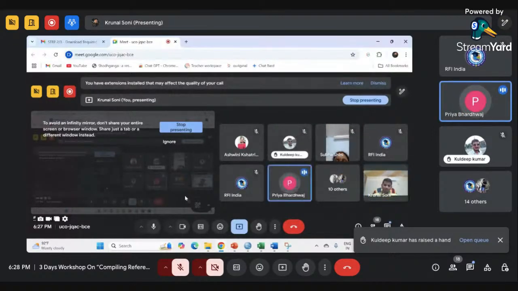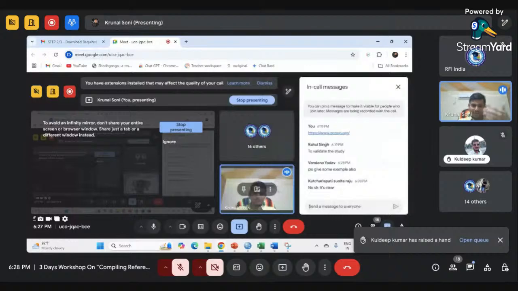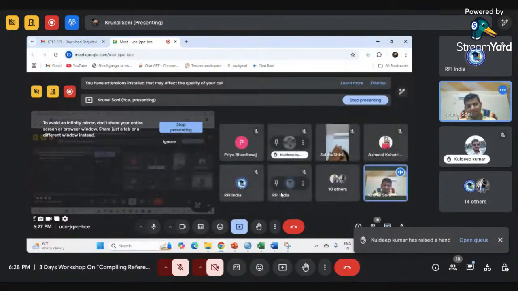Sir, can we download Zotero free? Yes. Let's work on the downloading part first. Or can we keep it for last? Can we keep it at the end?